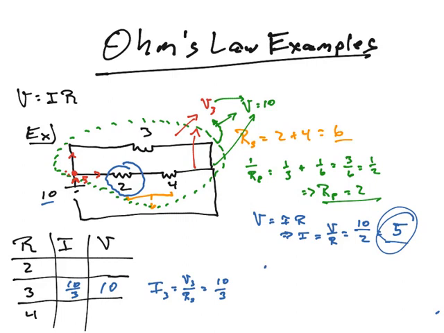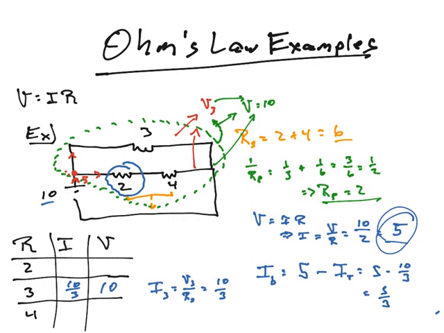So let me take I for the bottom branch. I'll call it I sub B just to label it. It must be the total current of 5 for the circuit minus the amount that went to the 3, the top branch. Now what is that? 5 minus 10 over 3. 5 is the same as 15 over 3. So 15 over 3 minus 10 over 3 is 5 over 3. So now I know how much current goes through the bottom branch.